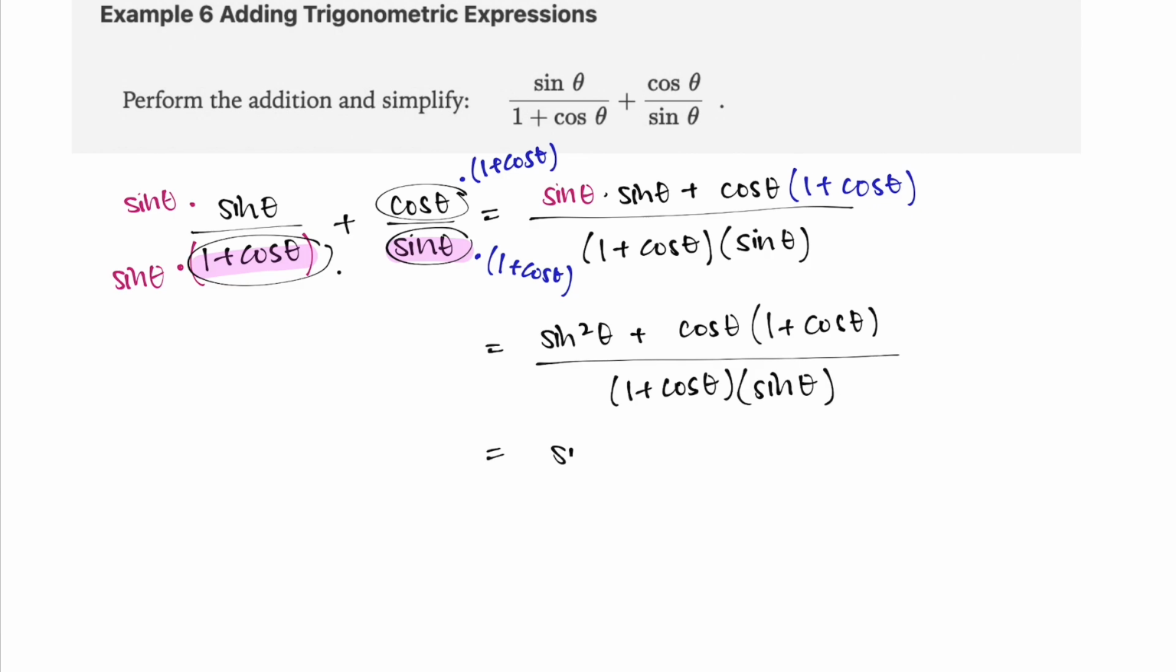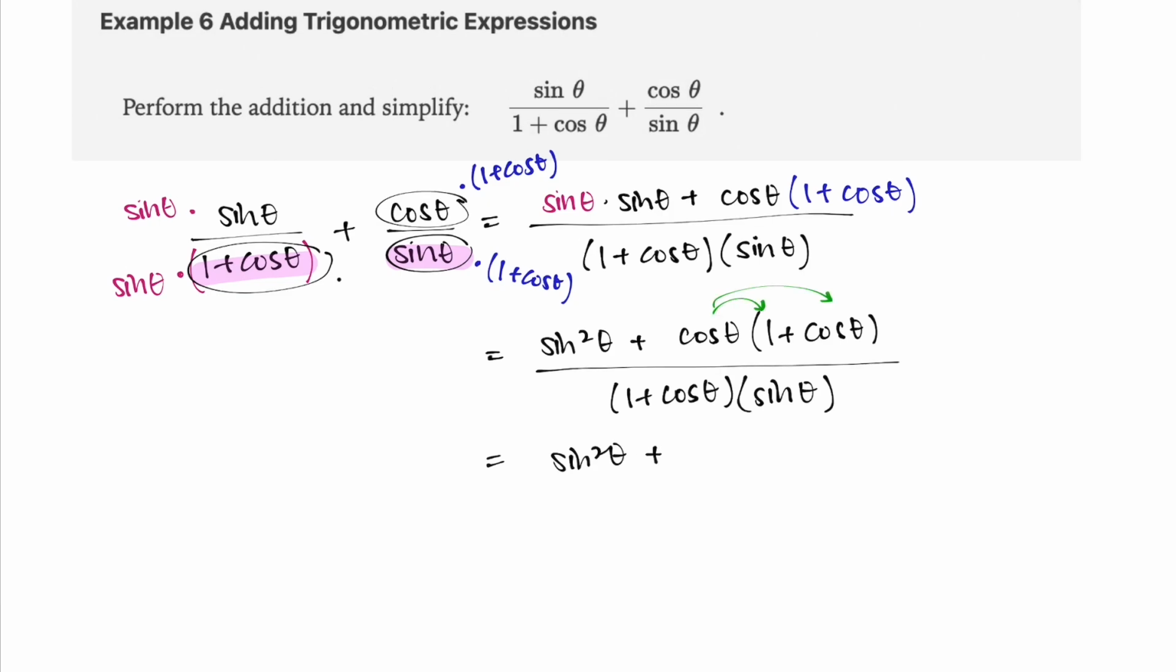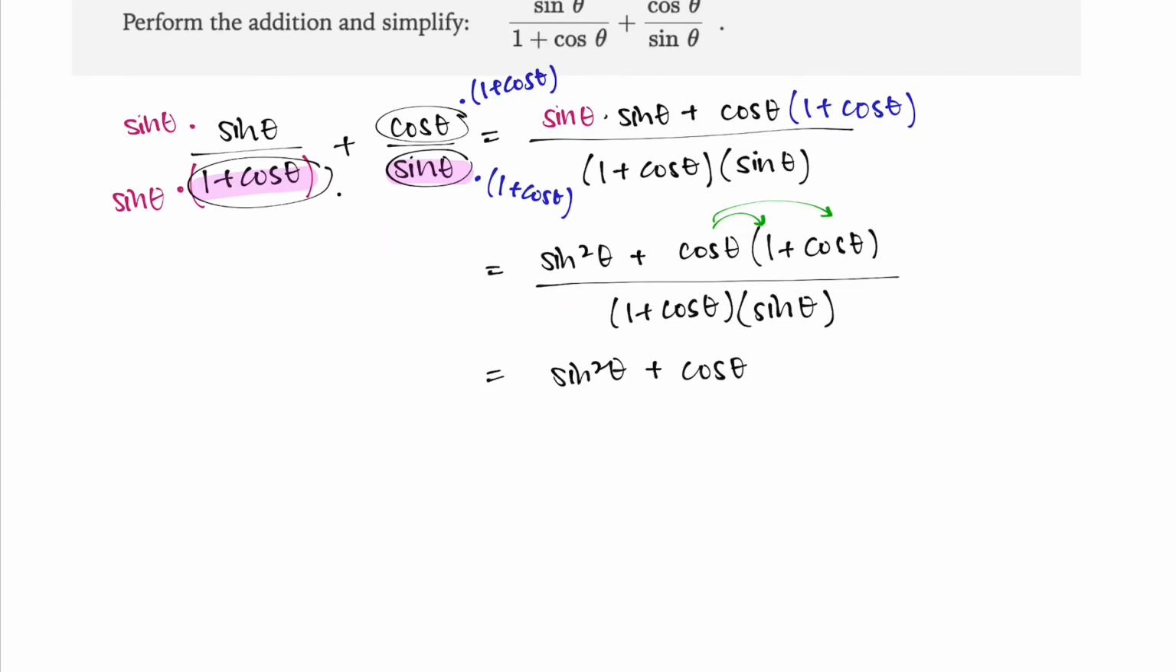But anyway, we have sine squared theta plus, now this cosine here is going to get distributed in, so we'll say cosine theta plus cosine squared theta, all over 1 plus cosine theta times sine theta. Now notice how in my denominator in any of these three cases, I haven't actually distributed out my denominator at all. I'm leaving it in factored form because what I want to do is potentially cancel out one of these two factors. If I can, then that's going to be great because that goes ahead and simplifies my expression.